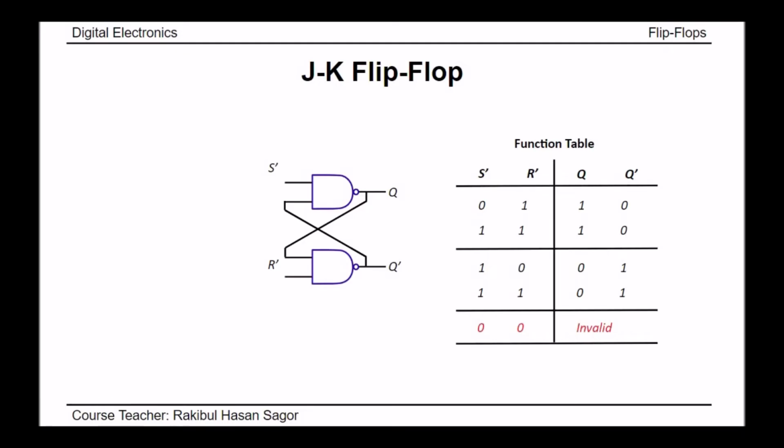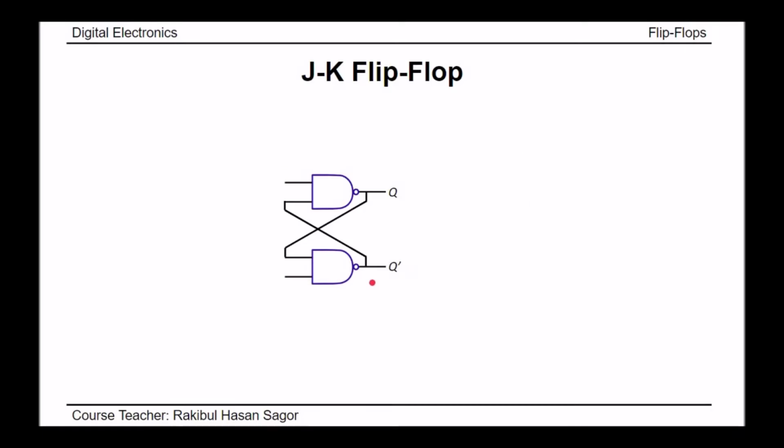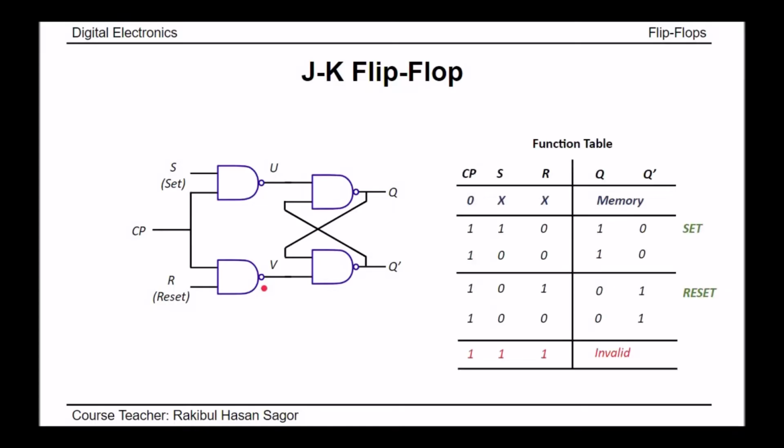Next, with this SR flip-flop, what we did, we added two more extra NAND gates and one extra feature, that is the clock pulse. What is clock pulse? The detail about clock pulse was described in the previous lecture. We have S input here, set input and reset input. This is the function table for the flip-flop with clock pulse input.